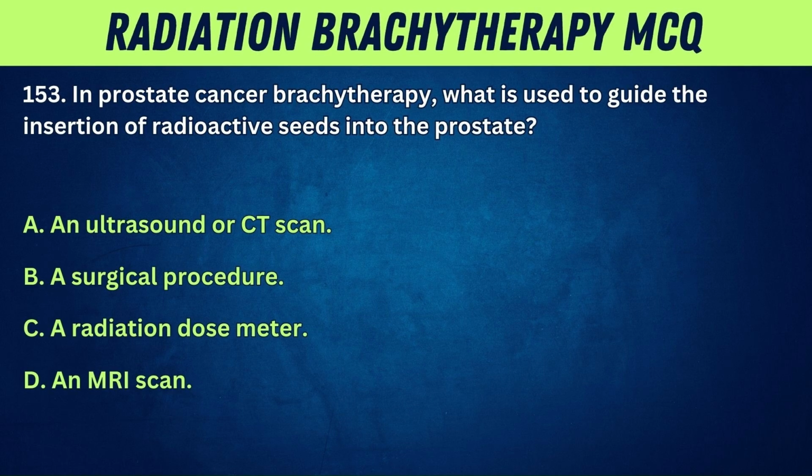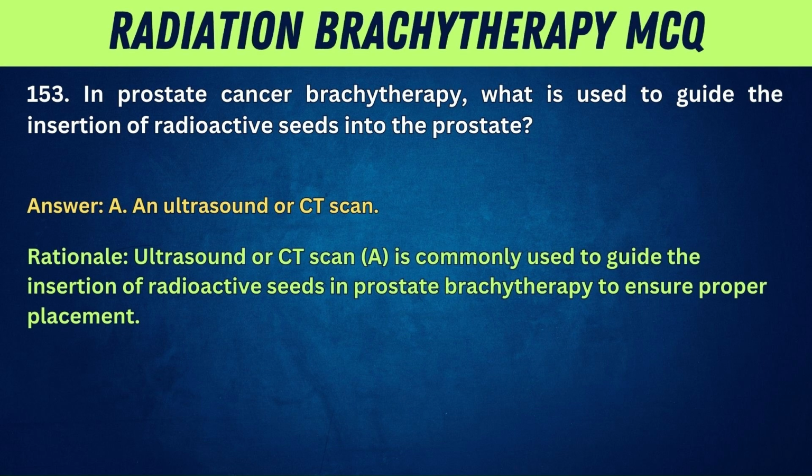153. In prostate cancer brachytherapy, what is used to guide the insertion of radioactive seeds into the prostate? A. An ultrasound or CT scan. B. A surgical procedure. C. A radiation dose meter. D. An MRI scan. Answer: A. An ultrasound or CT scan. Rationale: ultrasound or CT scan, A, is commonly used to guide the insertion of radioactive seeds in prostate brachytherapy to ensure proper placement.